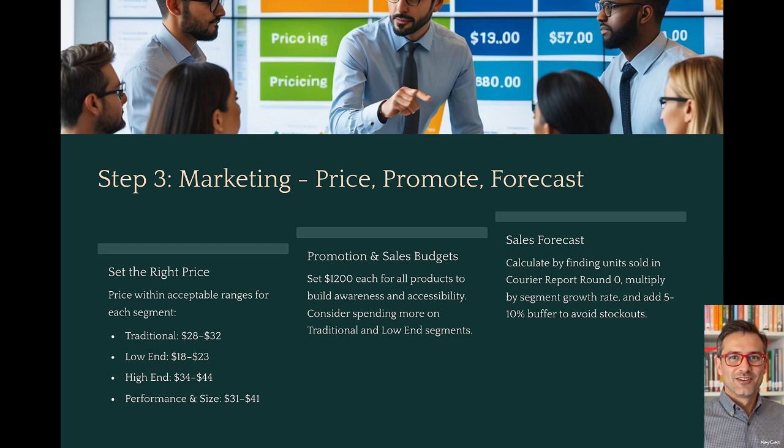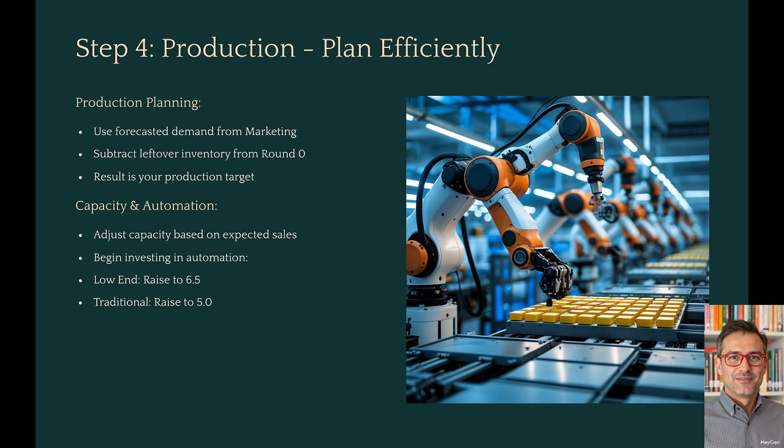3.3 Sales forecast, most important part. To calculate your sales forecast, follow these steps. 1. Open the Courier report Round 0. 2. Find the number of units sold for each product. 3. Multiply that number by the segment's growth rate. 4. Add 5 to 10% buffer to avoid stockouts. This gives you a realistic sales forecast for Round 1.